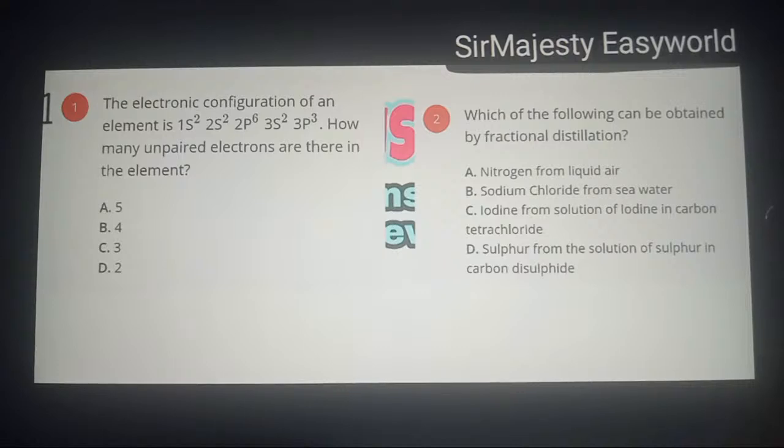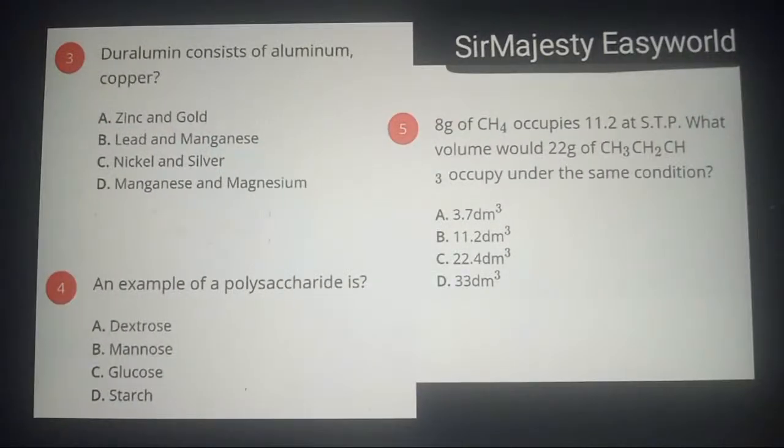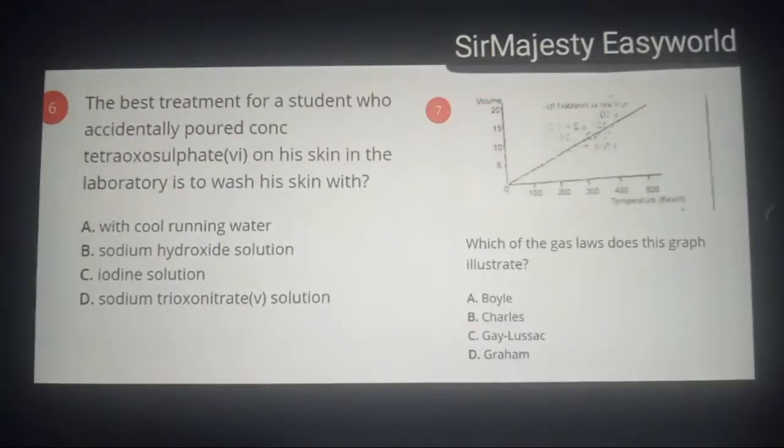You see the question 1 and 2. I hope they are very clear. This question 3, 4 and 5. Okay, try your abilities, provide your answers. This question 6 and 7.